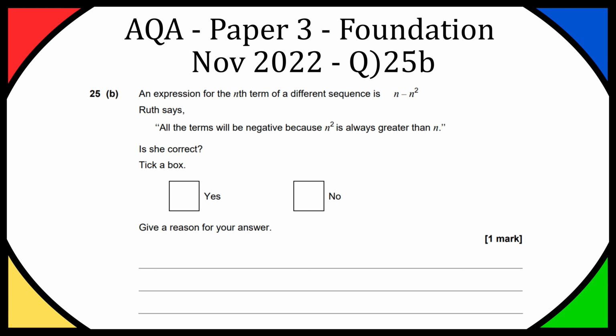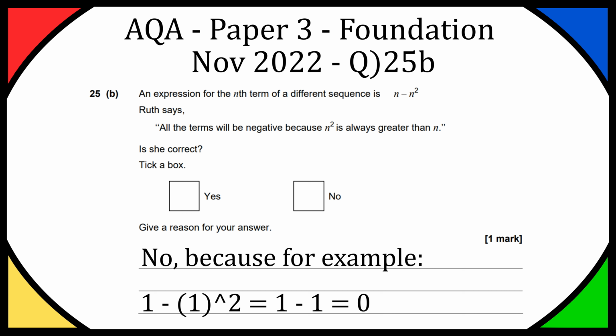So as I said during reading the question, I commented saying that her statement was not always true, but we'll get into that in a sec. So the example I've given to disprove the expression is that when n is equal to 1, it's not going to be negative because we're going to have 1 minus 1 squared, which is just 0.